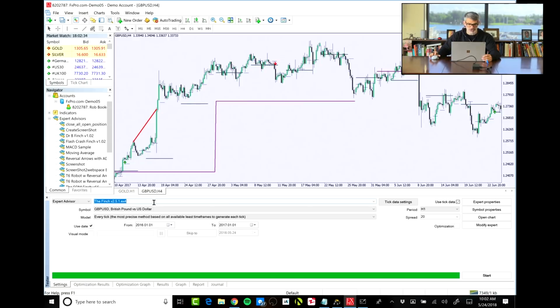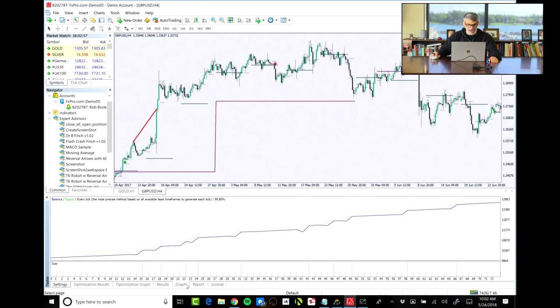Here we are inside of Metatrader. Yesterday we ran a backtest on the Finch robot. That's my primary favorite robot, on the British pound. And we backtested every tick, and we backtested a 2-year date range. I've now limited the date range to 1 year. That looks like it did really well. I'll share with you why I'm doing that in just a moment.